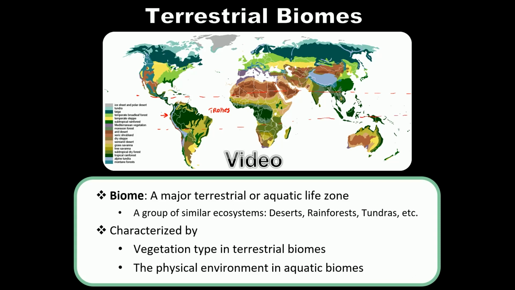So your geographic position on the globe is one of the big determining factors as to what kind of physical conditions you're going to find there, temperature and rainfall. And then those things determine what kind of vegetation will show up in that ecosystem.